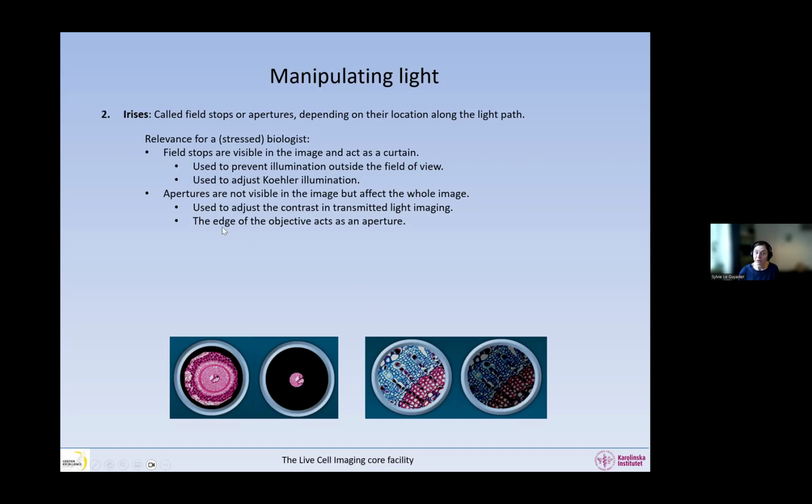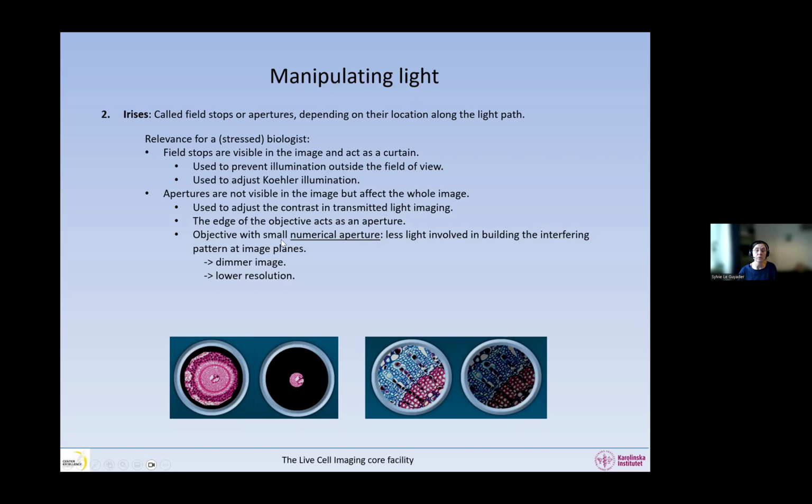And most importantly, the edge of the objective acts as an aperture. If you think about the edge of the objective, it is a hard boundary, and the light is going to travel through the objective, and it's going to bend on the edges of the hard boundary. And so the edge of the objective acts like an aperture. And this is why there is a very important specification of objectives called numerical aperture.